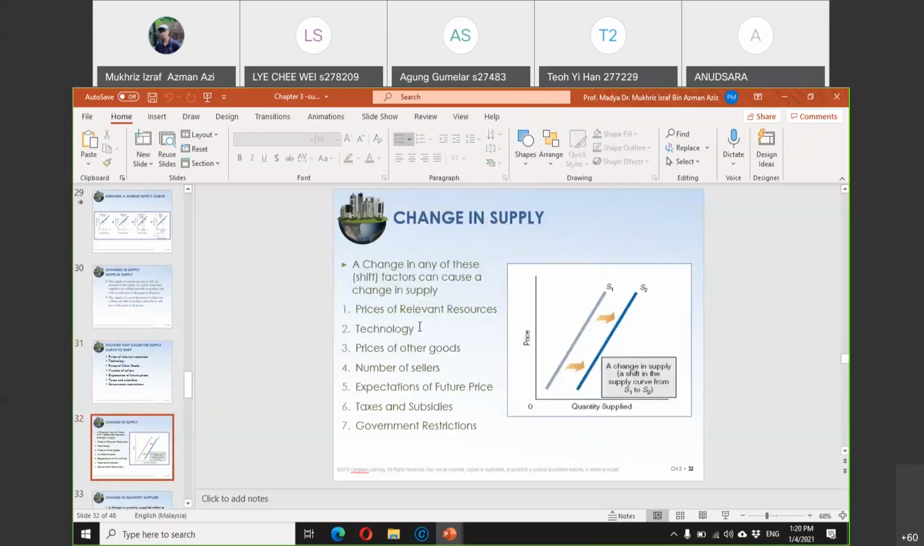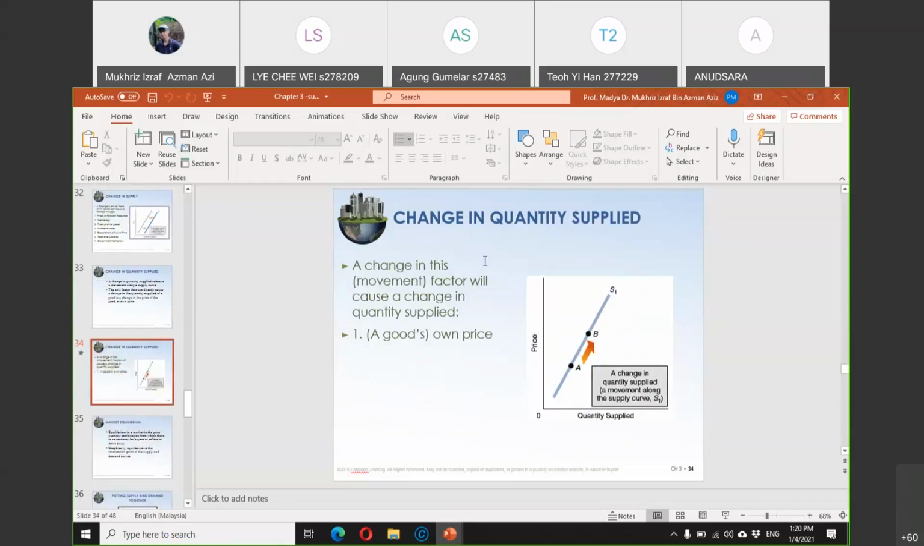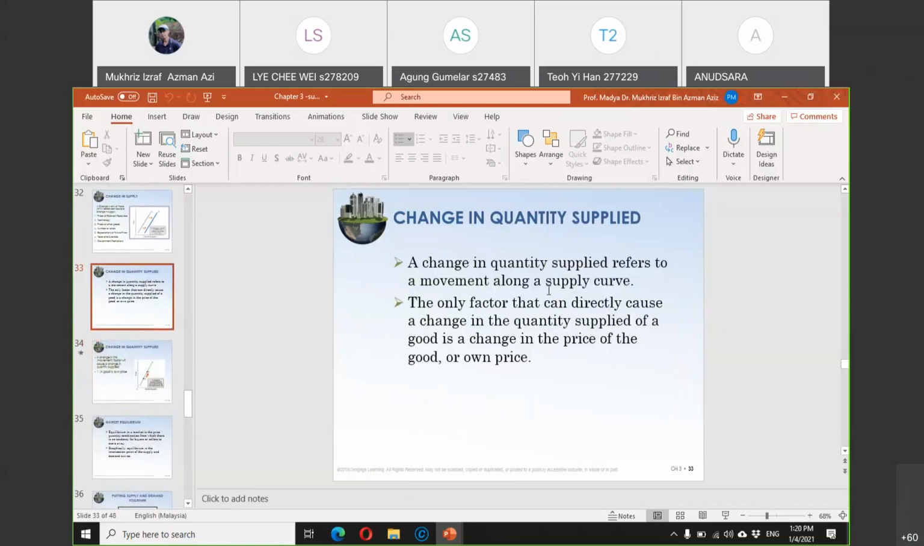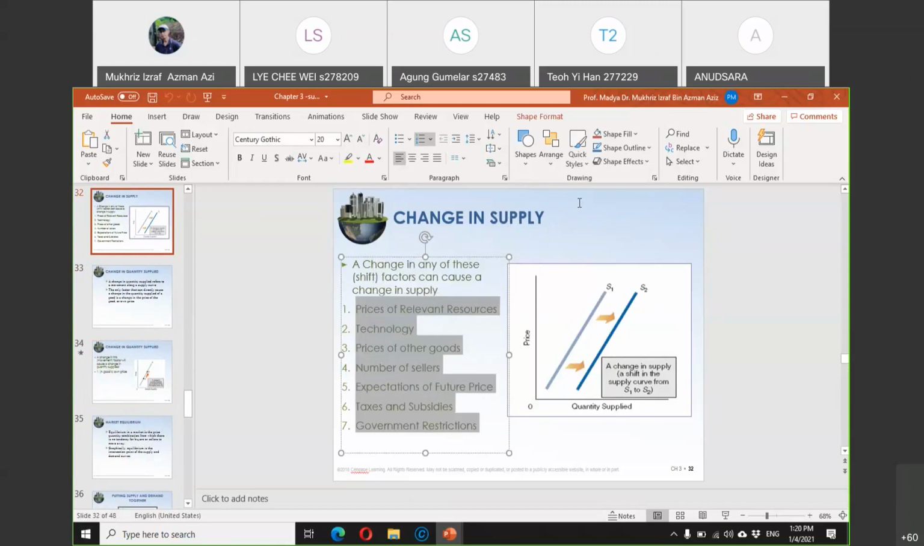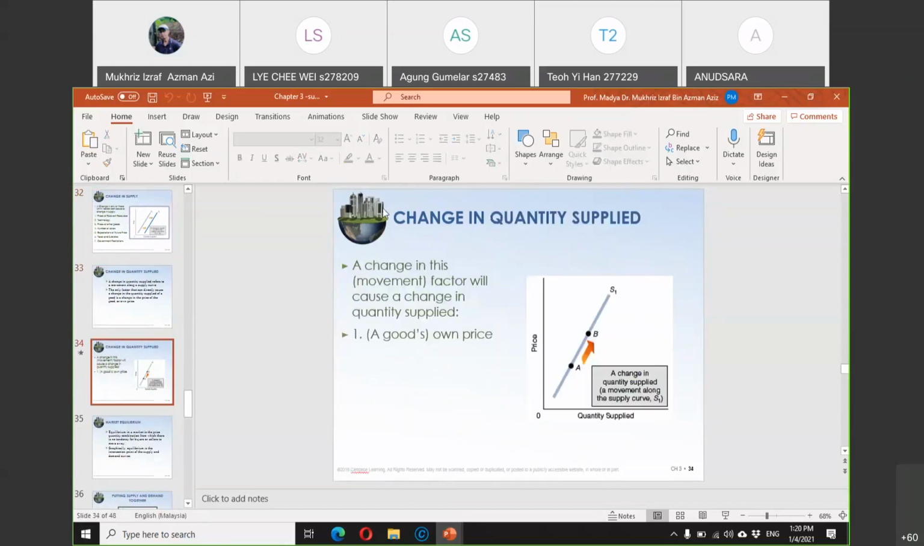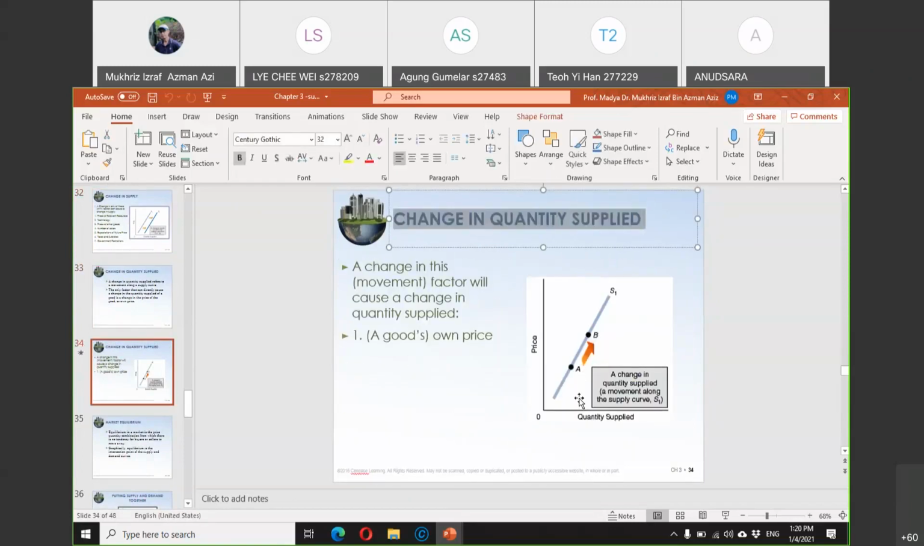Okay, so we go to the first one first. Change in supply, I mean the factors that can cause the supply curve to shift to the right, as given by the factors just now. So basically, this slide is comparing the shifting in the curve because of these factors, or simply change in quantity supplied, meaning movement along the curve.